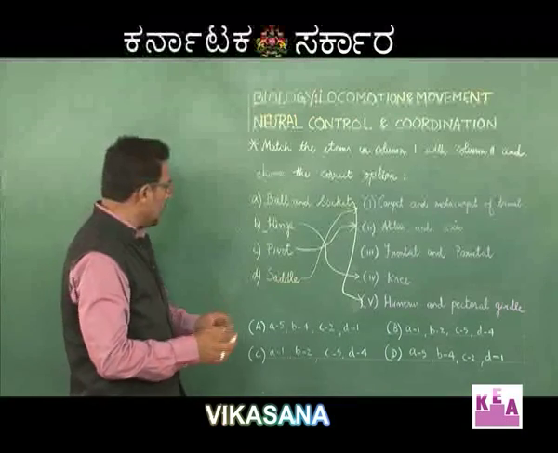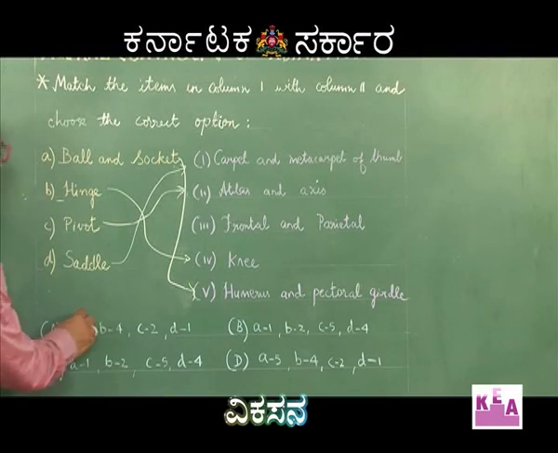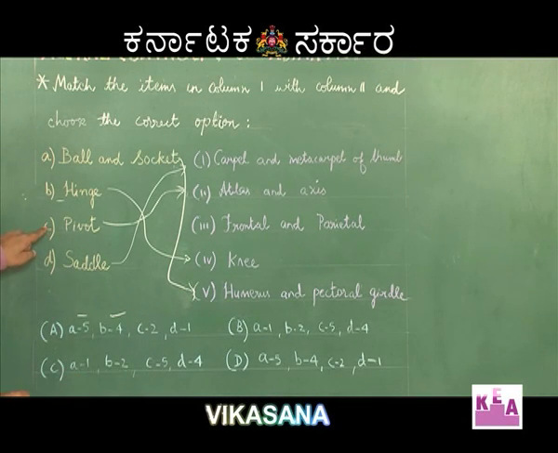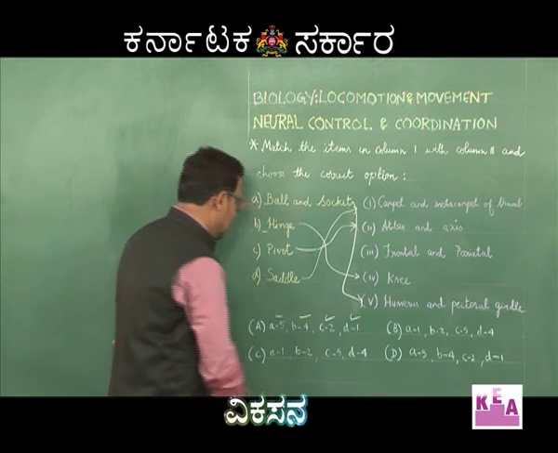So, the correct option is A 5, B 4, C 2 and D 1. So, the option is A.